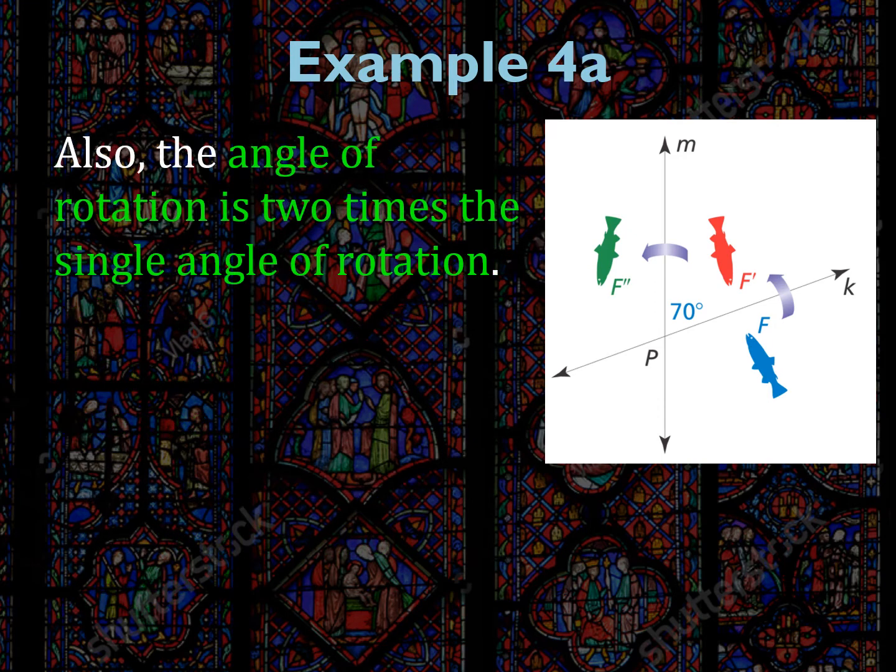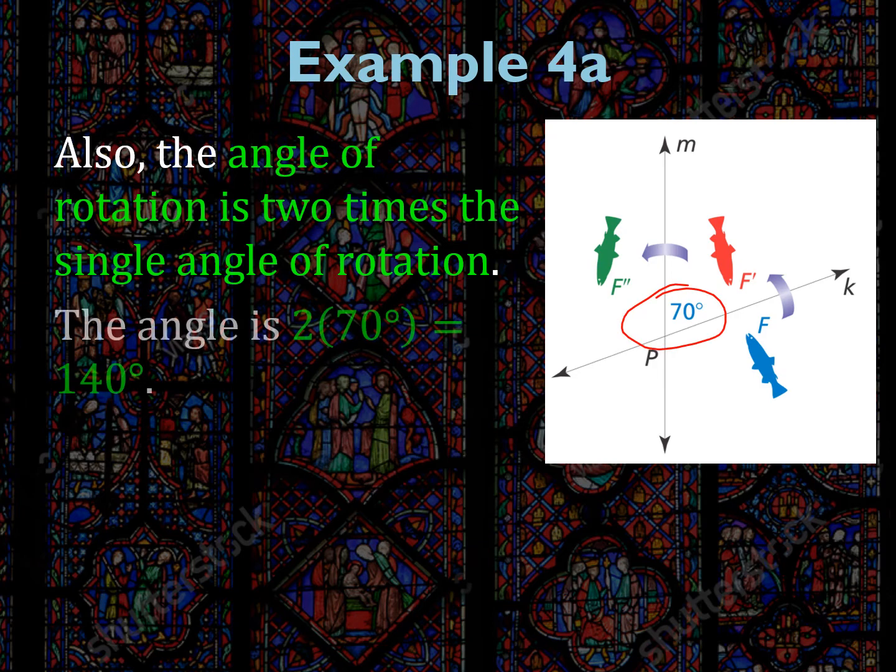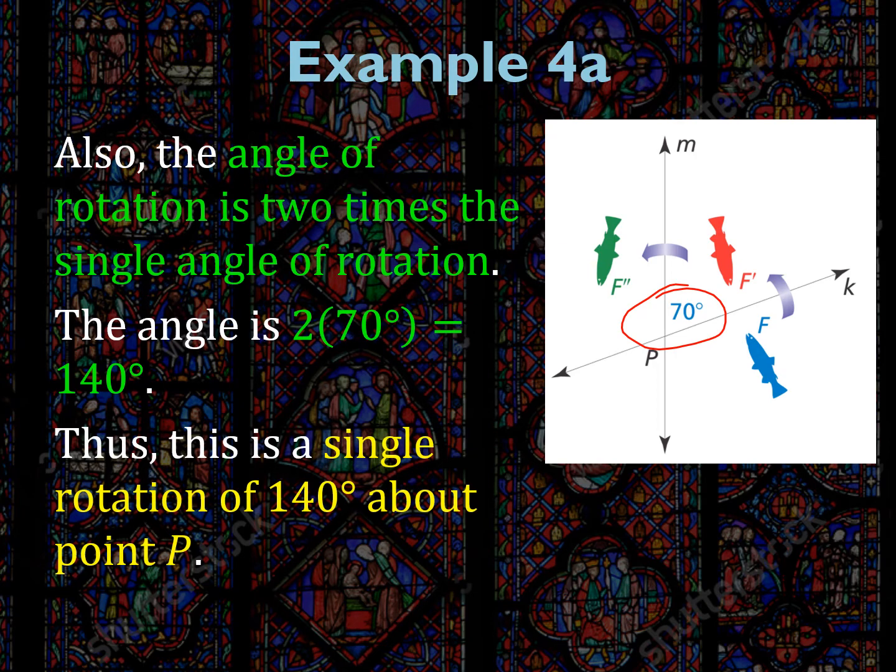Now the angle of rotation is 2 times the single angle of rotation. In other words, the angle of rotation is double what the angle is between lines K and M. And so the angle of rotation is 140 degrees. So what we would call this is a single rotation of 140 degrees about point P. So this is 140 degrees to go around.